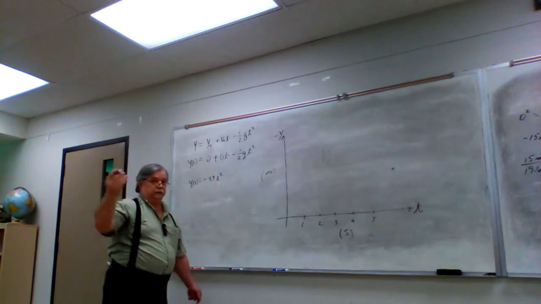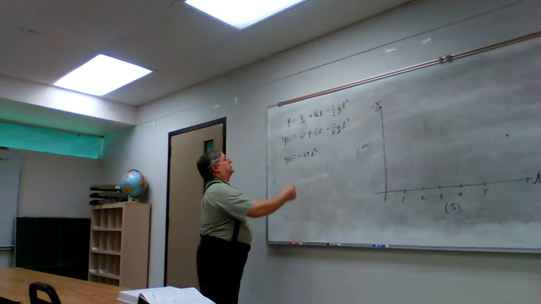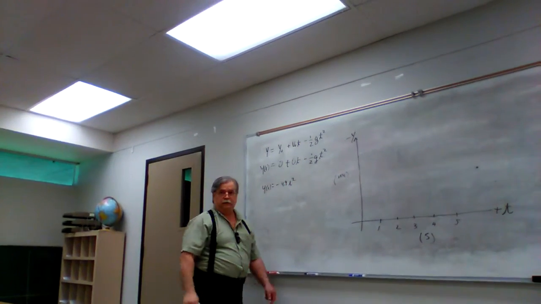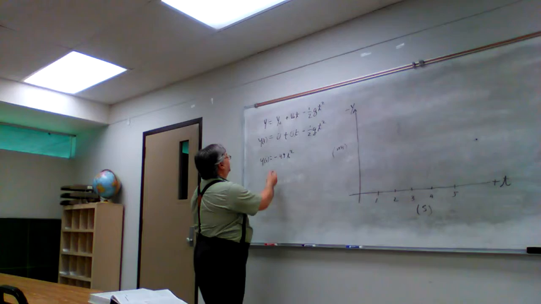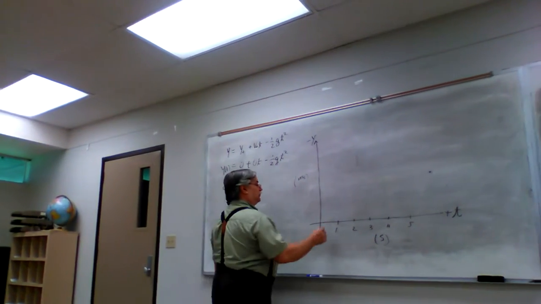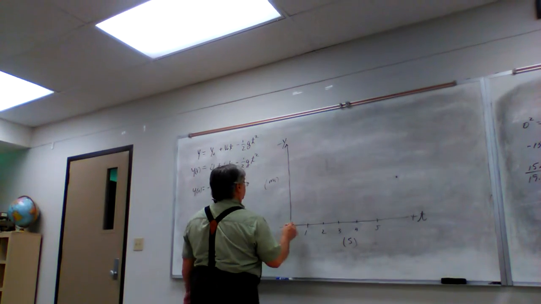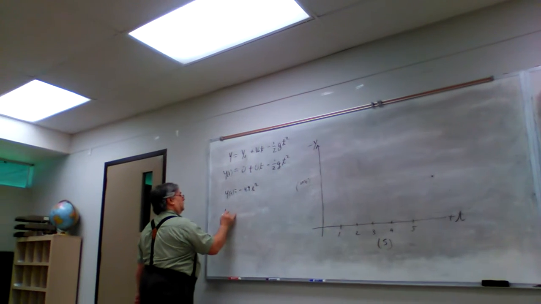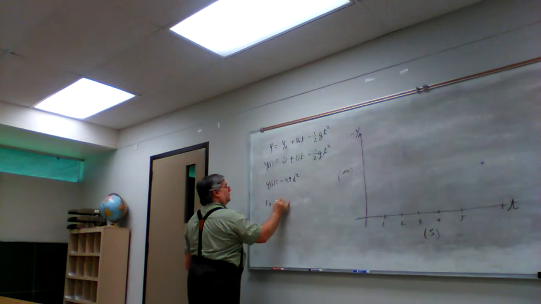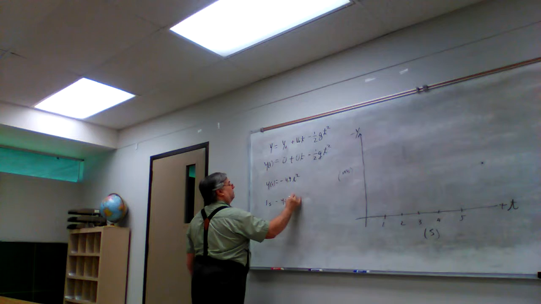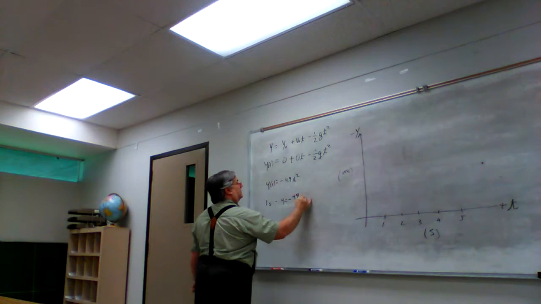All right, now it's just a matter of plugging in values. What's 1 squared? 1 squared is 1, so at t equals 1, y will be minus 4.9 meters.